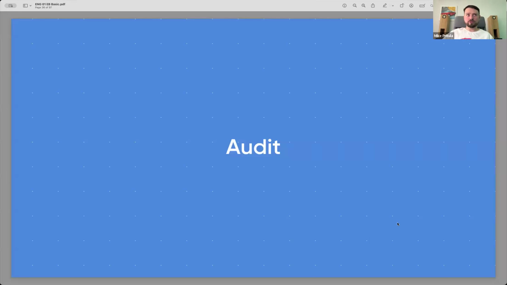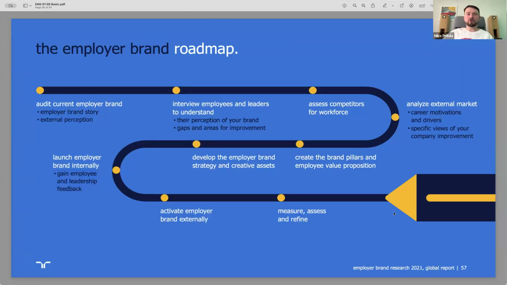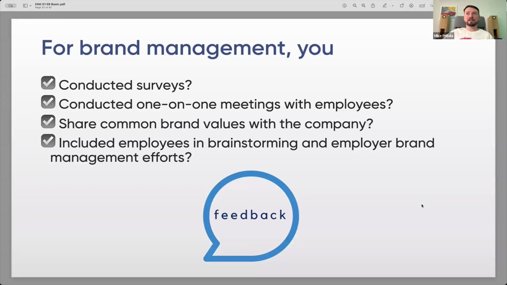So let's start from audit, the very beginning, as you can see here, of this perfect journey. So let's start from this very simple audit. I'm asking you just to reply yes or no and count the number of your yes answers. So for brand management, you conducted any surveys, specifically for brand management, not just for something different. Conducted one-on-one meetings with your employees. Share common brand values with the company. Included employees in brainstorming and employer brand management efforts.